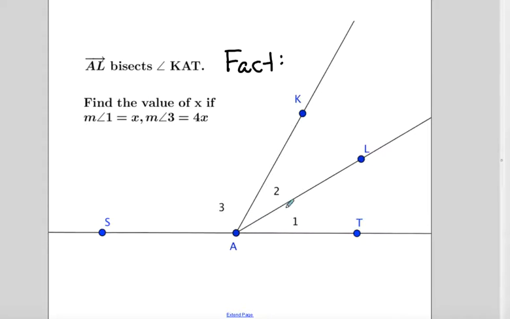If ray AL bisects angle KAT, then that tells us angle 1 and angle 2 have the same measure, or are congruent. So the fact we know from this statement is the measure of angle 1 equals the measure of angle 2.